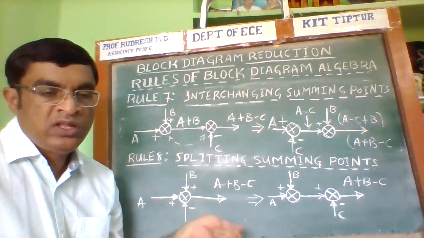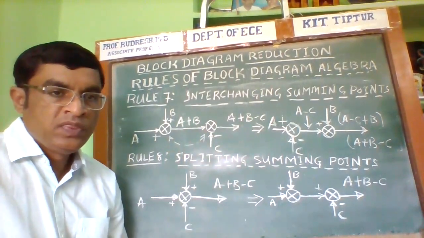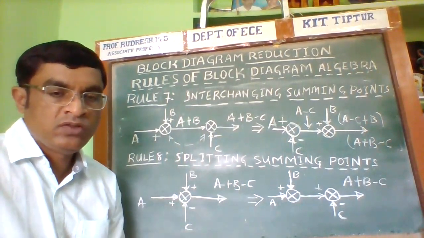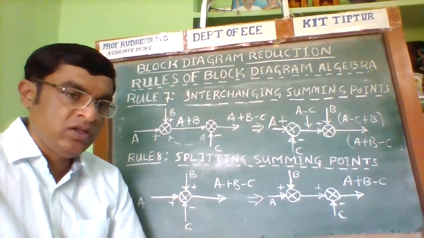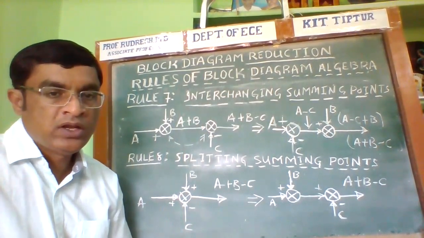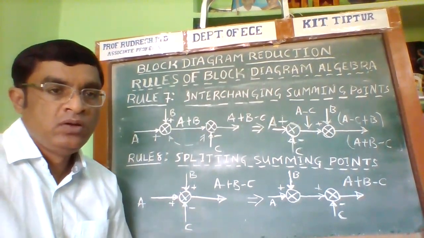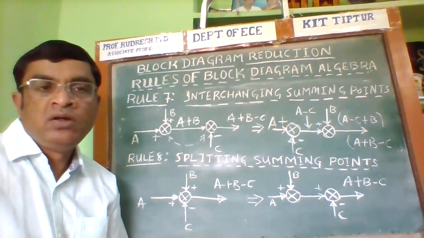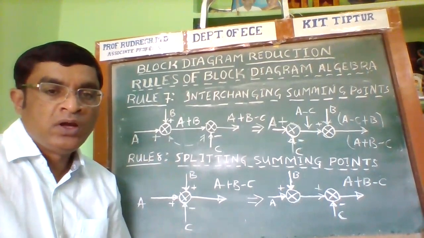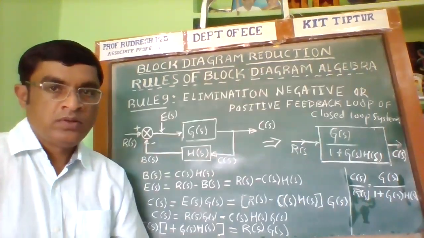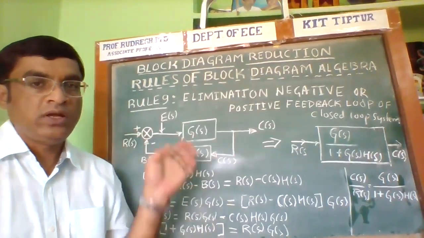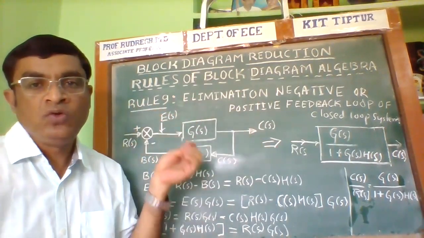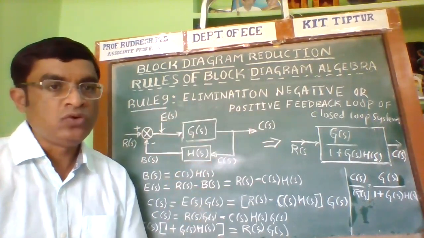So these rules are very important. The next rule is eliminating the feedback element, negative feedback or positive feedback. That is also a very important rule of block diagram algebra. This rule is the elimination of the negative or positive feedback loop of the closed loop system.